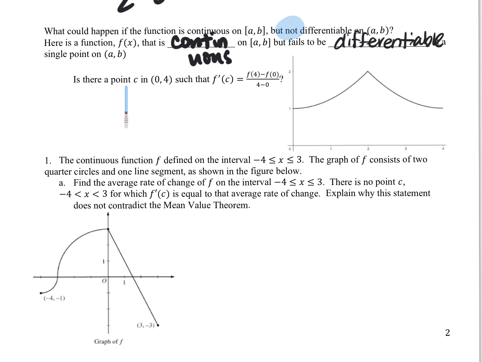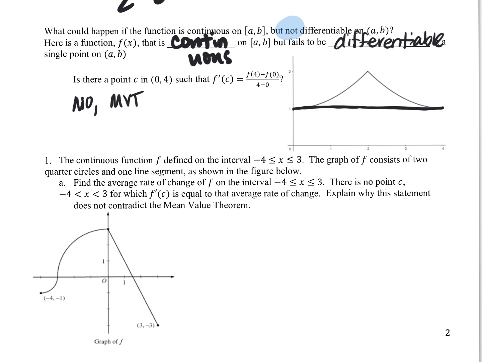Then they're saying, is there a point from 0 to 4 such that the derivative will equal my average slope? You guys, from 0 to 4, what is my average slope going to be? 0. It looks like it's going to be 0, right? Does the mean value theorem guarantee that there will be another point that has a slope of 0? The mean value theorem doesn't apply because it's not differentiable. So we're going to say no.